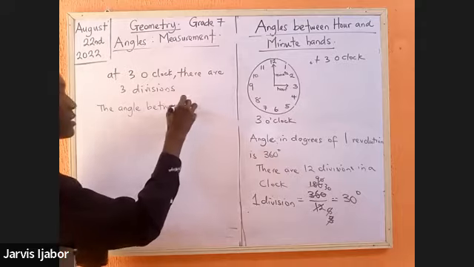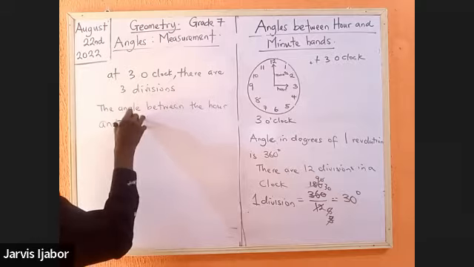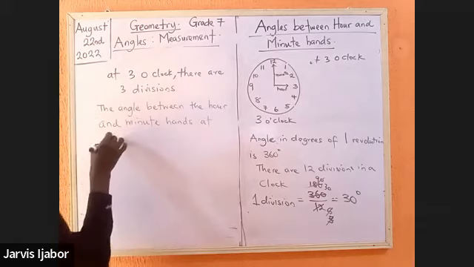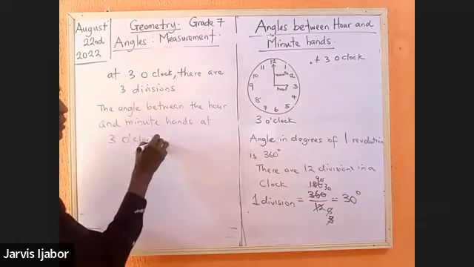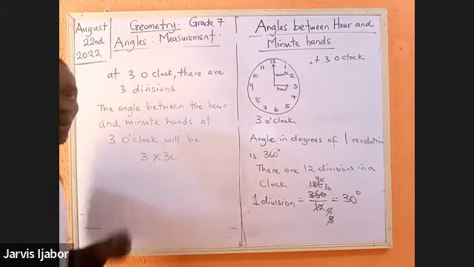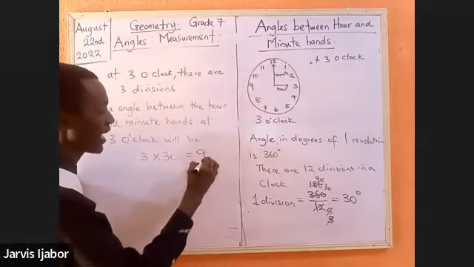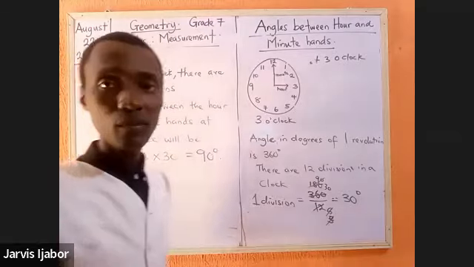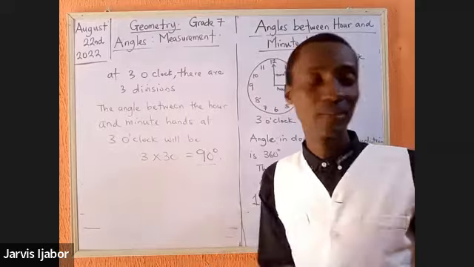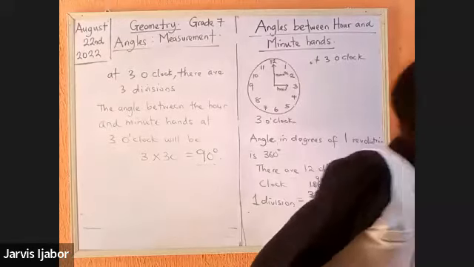the angle between the hour and minute hands at 3 o'clock will be what? 3 times 30, because for every 1 o'clock, you have 30. So that will be 90 degrees. 90 degrees. So I'll stop at this point because I want to ensure that you follow the ideas.